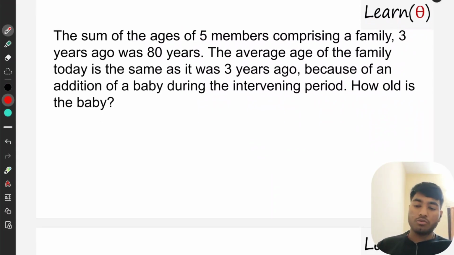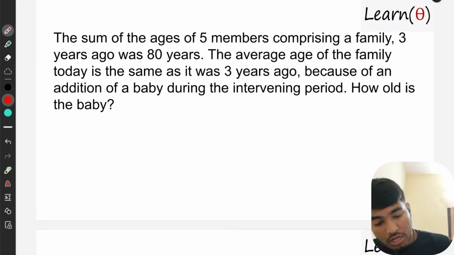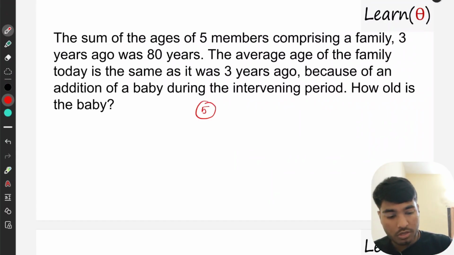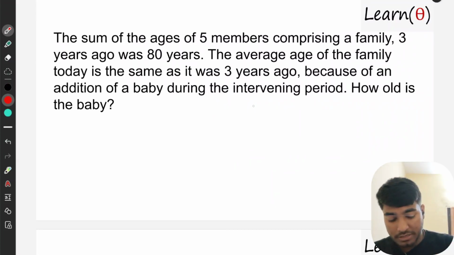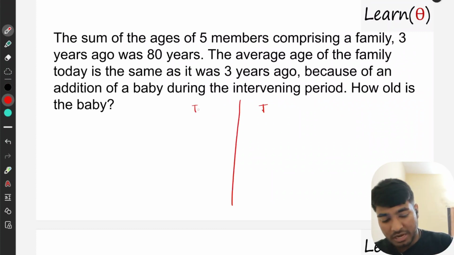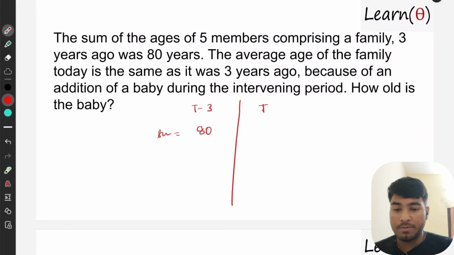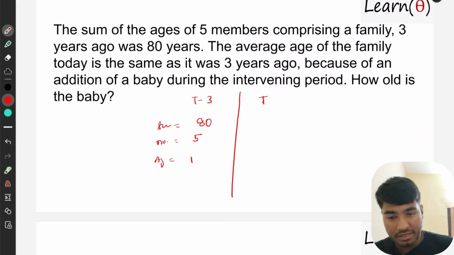Very good question. How to do this? Let us check this. There are 5 members comprising a family. 3 years ago their sum of ages was 80. Let us say that the present time is t, and I'm talking about t minus 3 years ago. The sum of the ages is given as 80, and the number of people was 5. What is the average here? I can say that the average is 16. What is the new sum here?